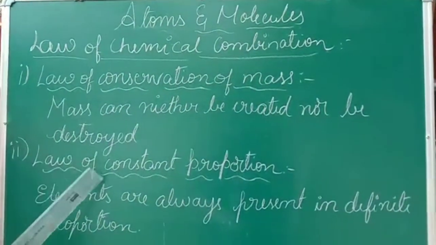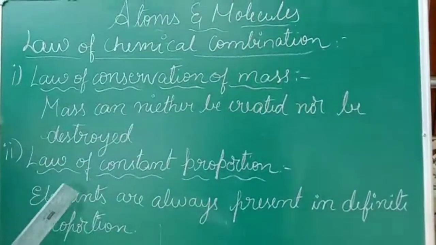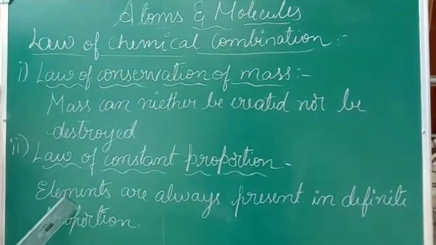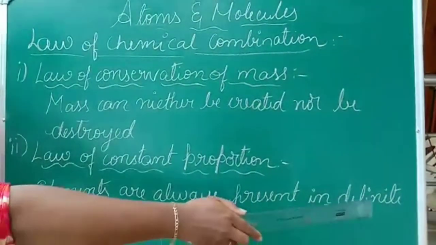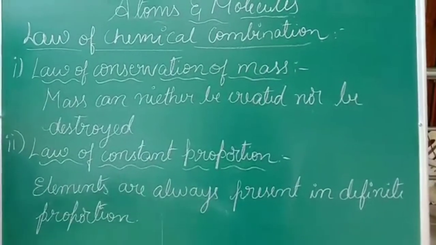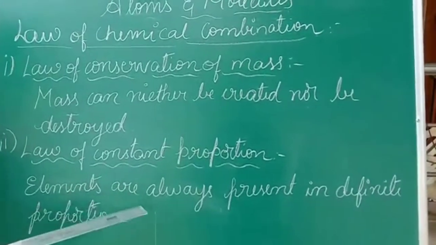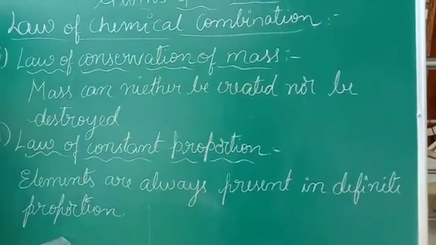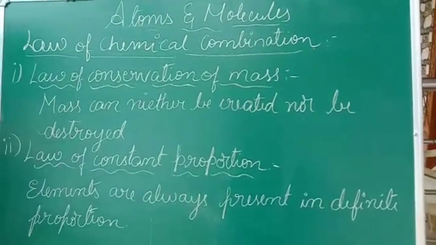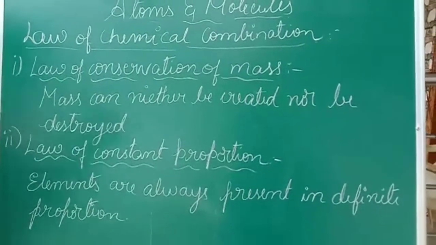The next one is the law of constant proportion. The law of constant proportion states that elements are always present in a definite proportion. I repeat, elements are always present in a definite proportion. Elements include carbon, oxygen, hydrogen, nitrogen, all of these, right? Elements are always present in a definite proportion. For the preparation of carbon, hydrogen or oxygen, a particular number of atoms are included.